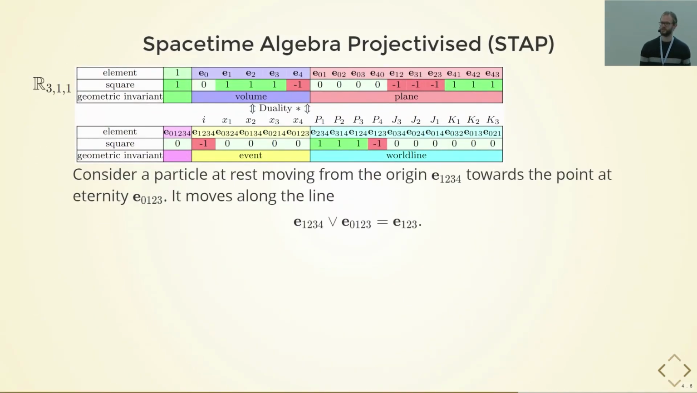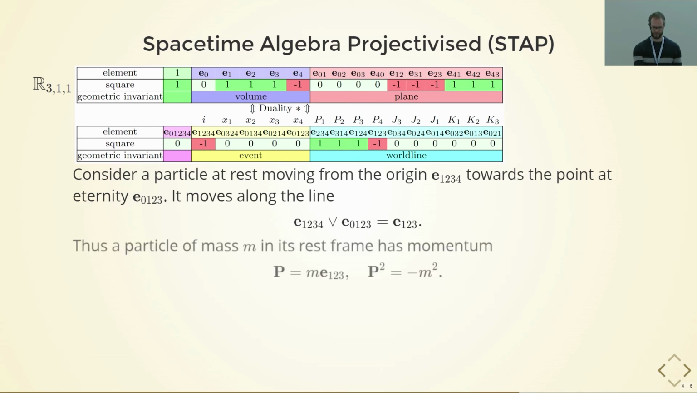And now we can consider something nice. I have a particle at rest at the origin, and it is just sitting there at rest, so it moves towards the point at eternity, right? So the point at eternity is E0, 1, 2, 3. And now I can just join those 2 points together, the origin with the point at eternity. My time direction is upwards. And so now I join those 2 together and I make a line E1, 2, 3. And that is the line along which, the world line along which a particle at rest would move.